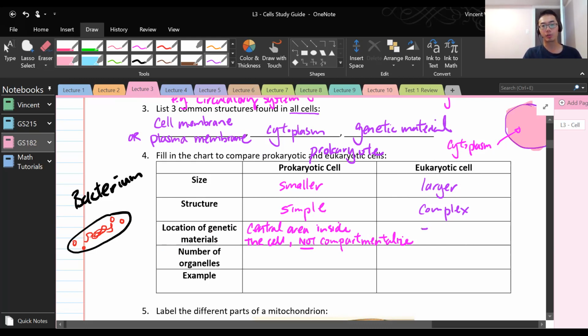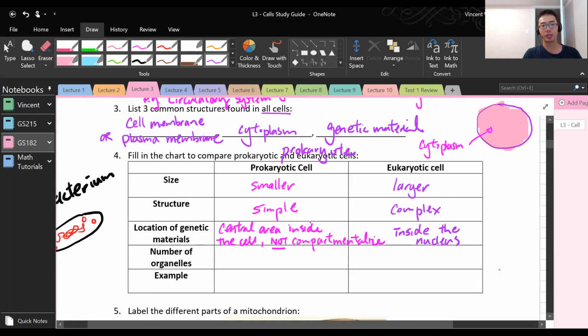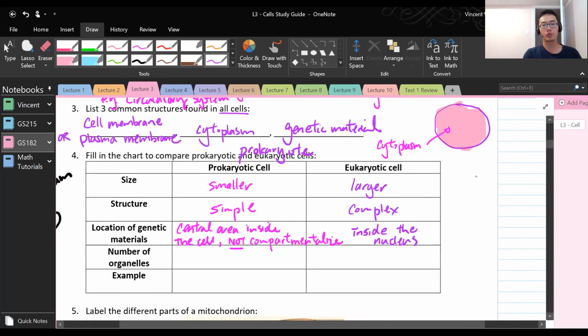The genetic material for the eukaryotic cells is inside the nucleus. Okay, so no nucleus for the prokaryotic cells, but for a eukaryotic cell, you would have a separate circular structure on the inside, and that is where you will find the genetic material.